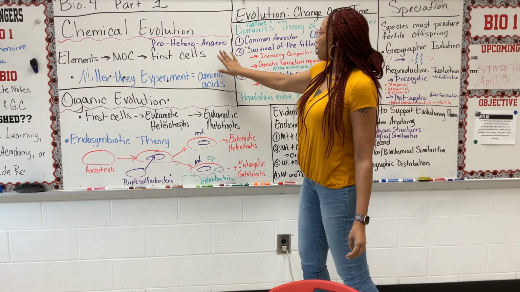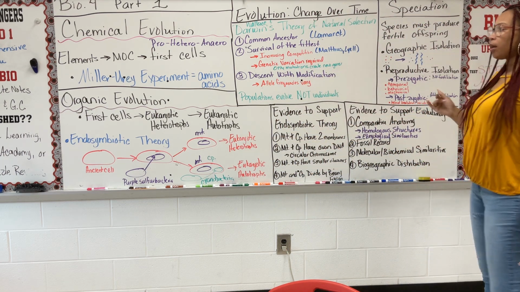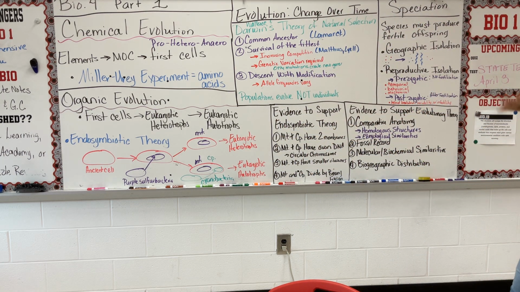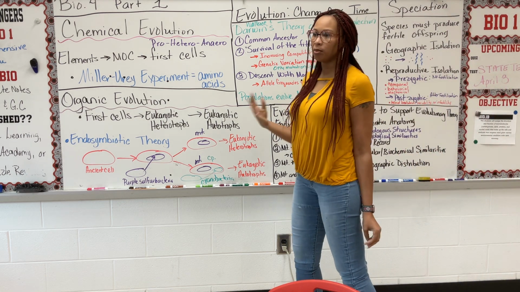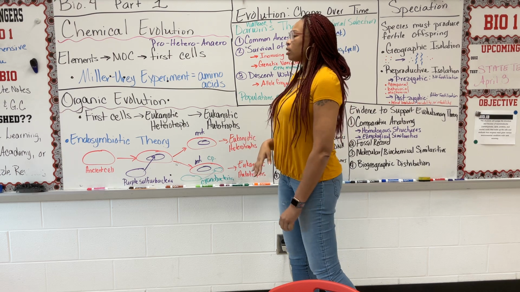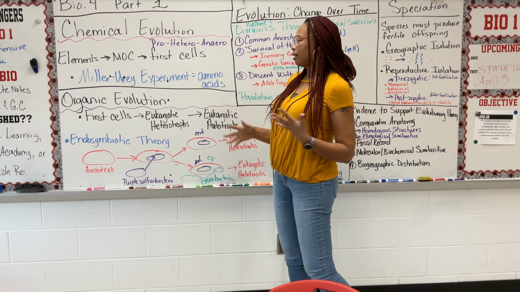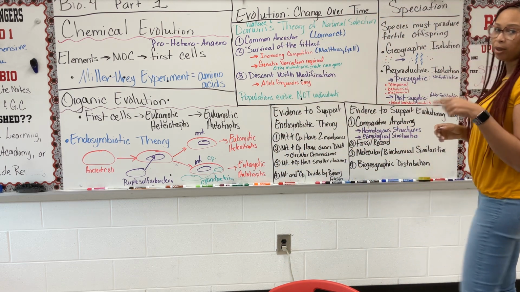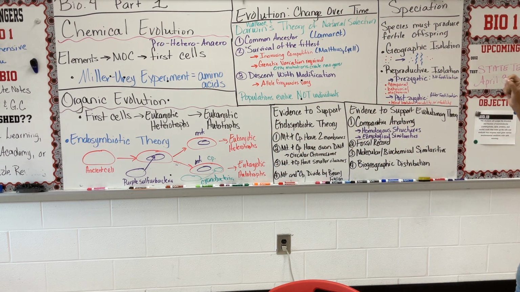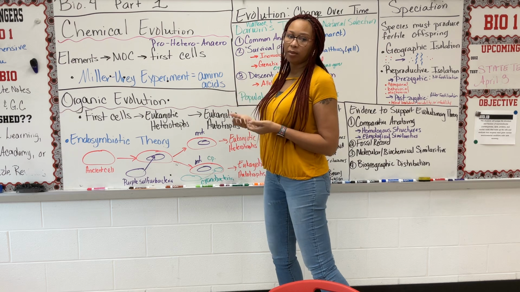Now, there has been an experiment. So we had the Oparin-Haldane hypothesis, which hypothesized how this happened, and then Miller and Urey actually performed an experiment. They created this apparatus that simulated Earth's early conditions. They used electricity to simulate lightning, and they had different elements in there, but they did not put oxygen because remember, we believe that early Earth's atmosphere was anaerobic. And in this experiment, they were actually able to make amino acids.